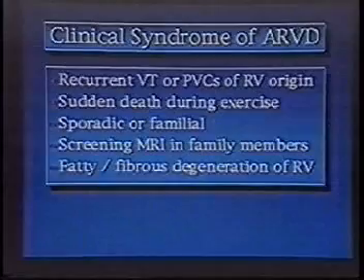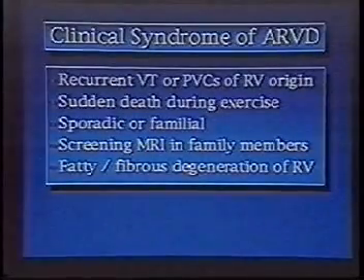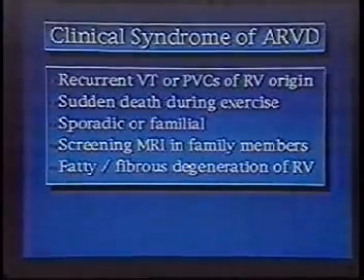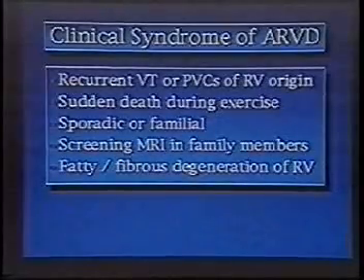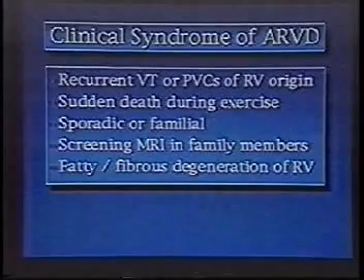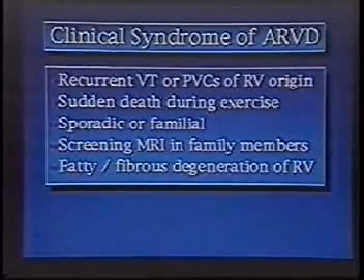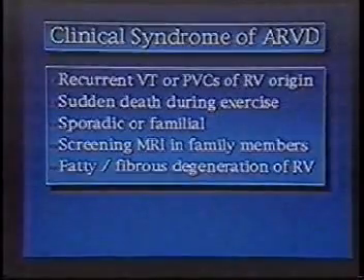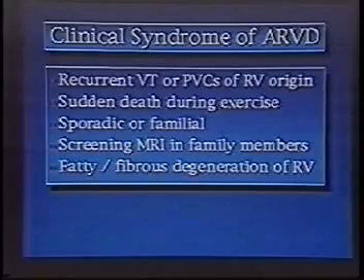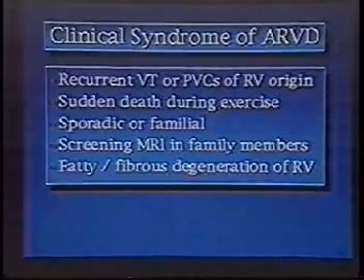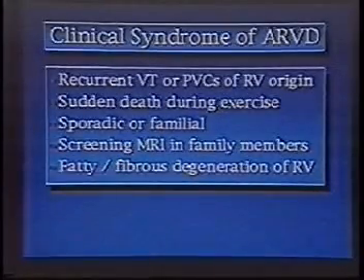So what is the clinical syndrome of arrhythmogenic right ventricular dysplasia? Well, patients present with recurrent ventricular tachycardia or PVCs of right ventricular origin. So that's an EKG finding. Occasionally, you may see young patients who have a history of sudden death during exercise. And sudden death means cardiac arrest, so they may be revived. And if they weren't revived, then they go to autopsy.